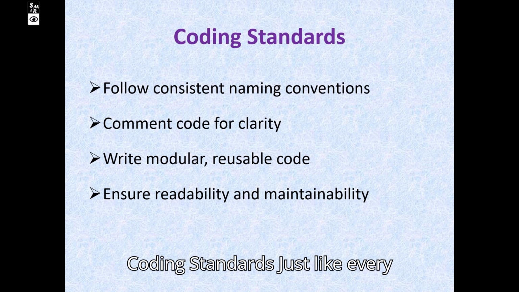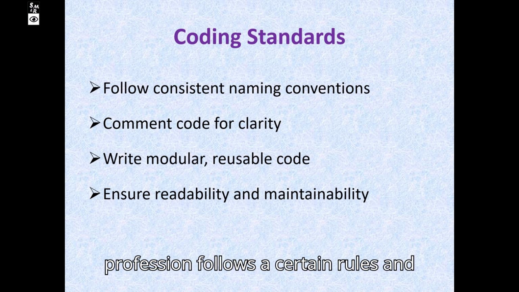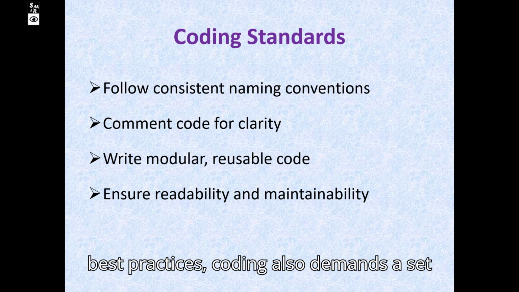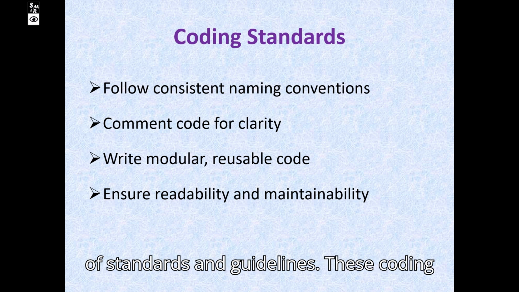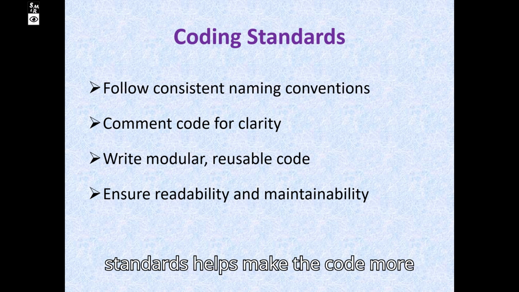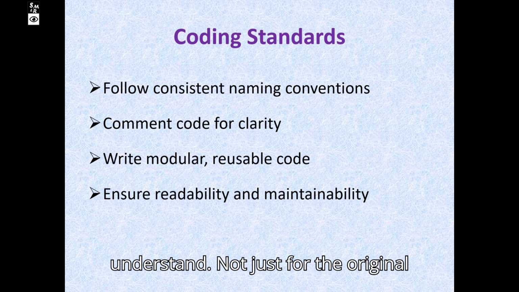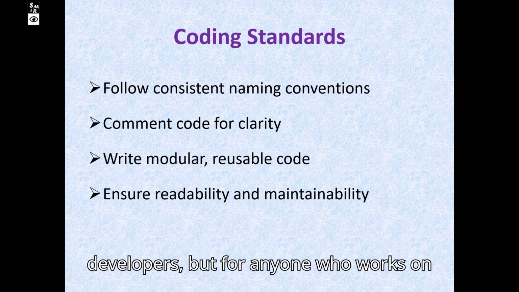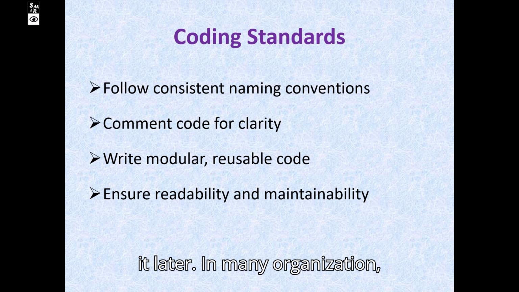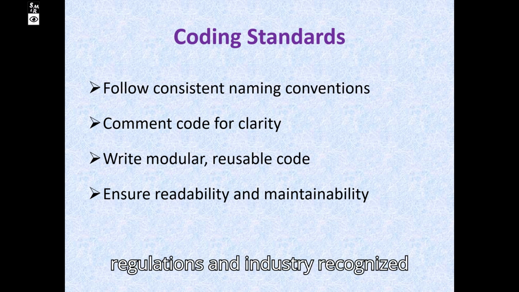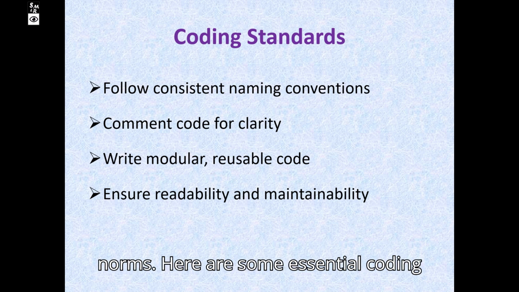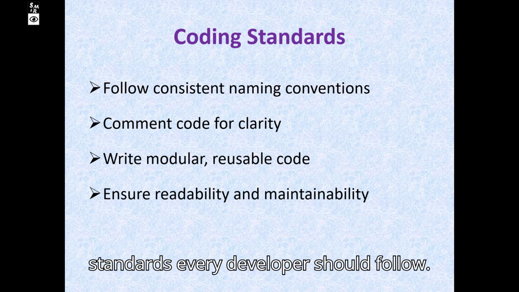Coding standards. Just like every profession follows certain rules and best practices, coding also demands a set of standards and guidelines. These coding standards help make the code more perfect, reusable, and easy to understand, not just for the original developers, but for anyone who works on it later. In many organizations, these practices follow international regulations and industry recognized norms.